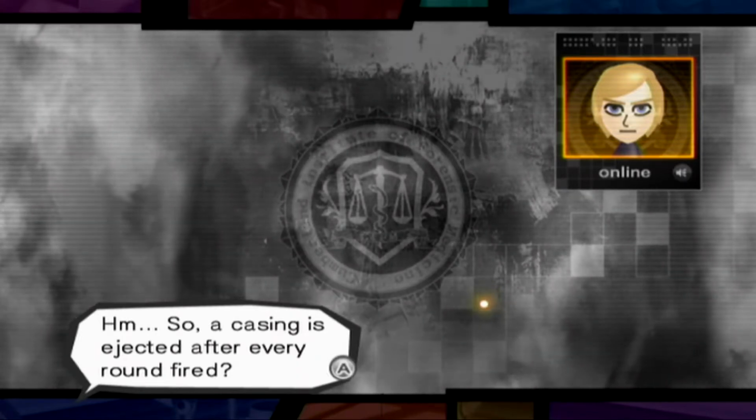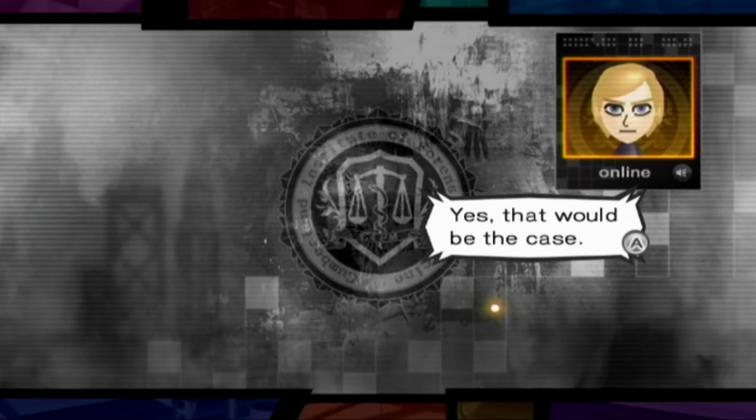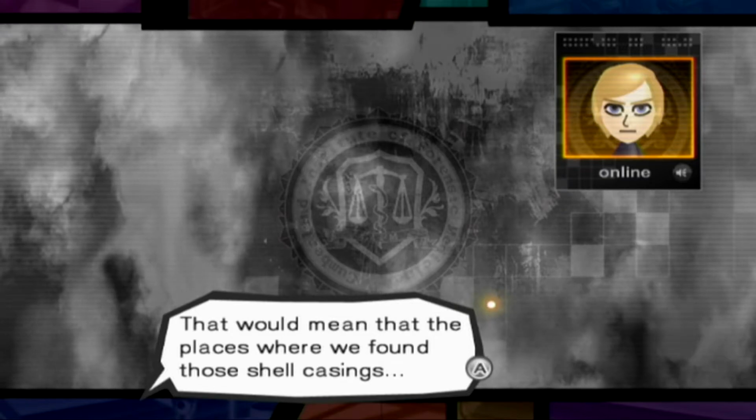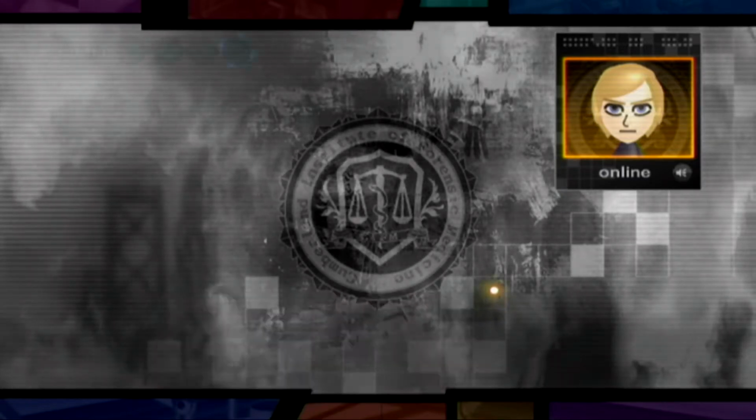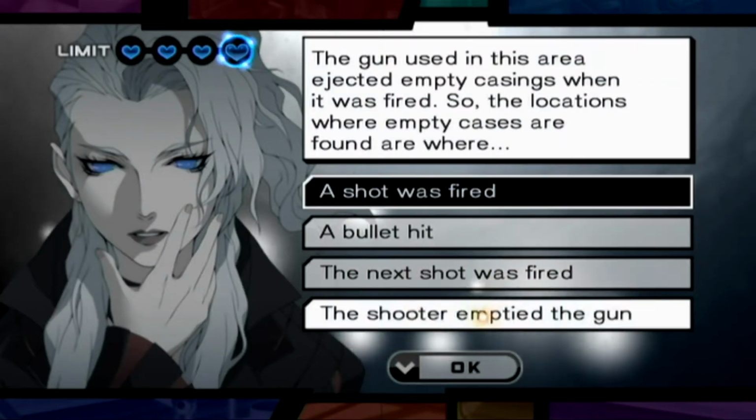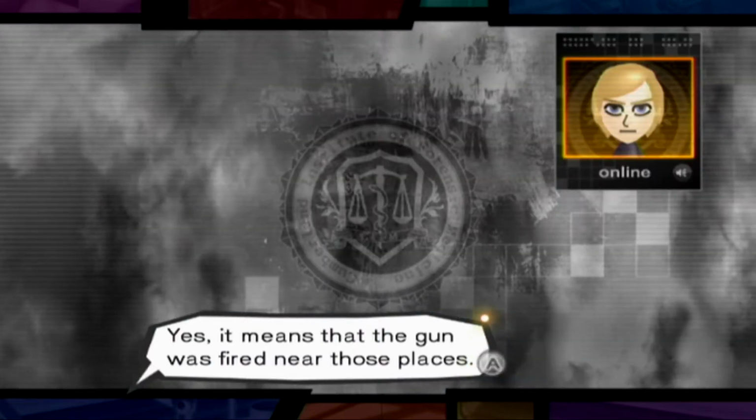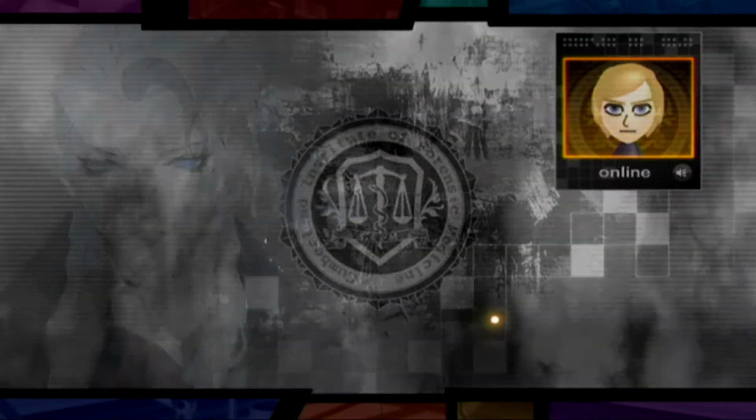So a casing is ejected after every round fired? Yes, that would be the case. That would mean that the places where we found those shell casings... Yes. It means that the gun was fired near those places.